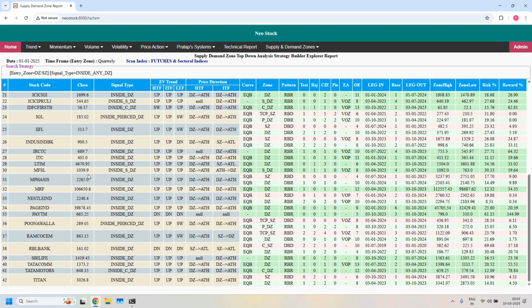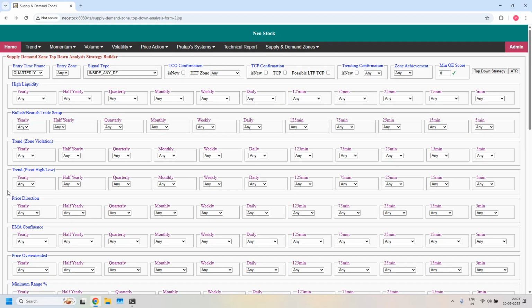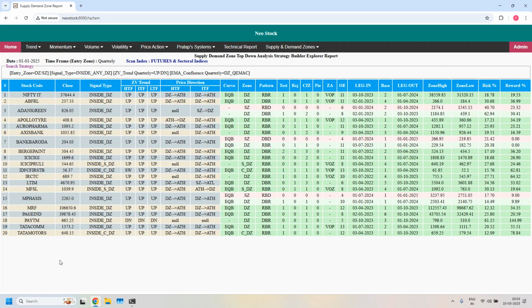We can further filter this list based on quarterly EMA Confluence. Quarterly demand zone, quarterly EMA Confluence, trend on the quarterly either up or down. We got 20 stocks.